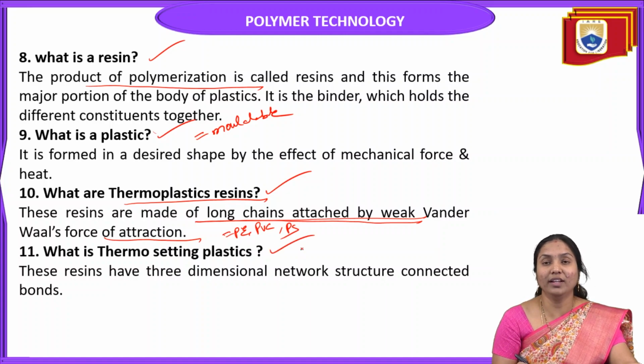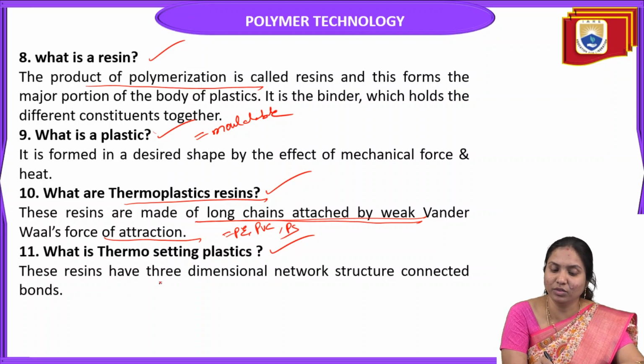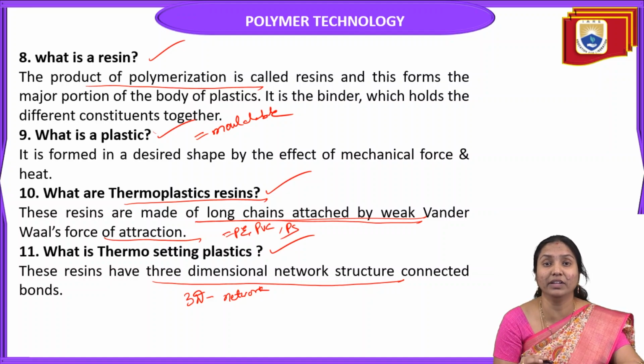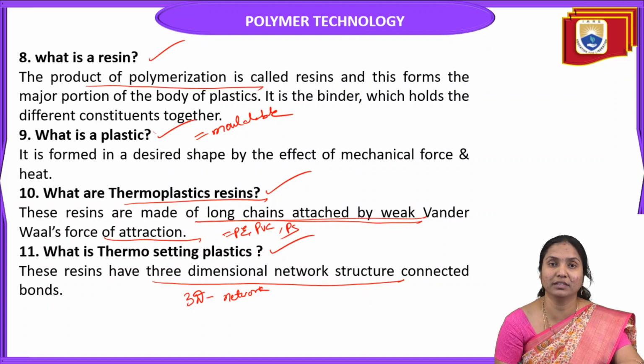The next one is, what are thermosetting plastics? These resins have a three-dimensional network structure of connected bonds. That means they are only hard on heating. Once we convert this material into a hard material, we cannot soften it again. We cannot reuse it. This type of plastic is called thermosetting plastics or thermosetting resins.